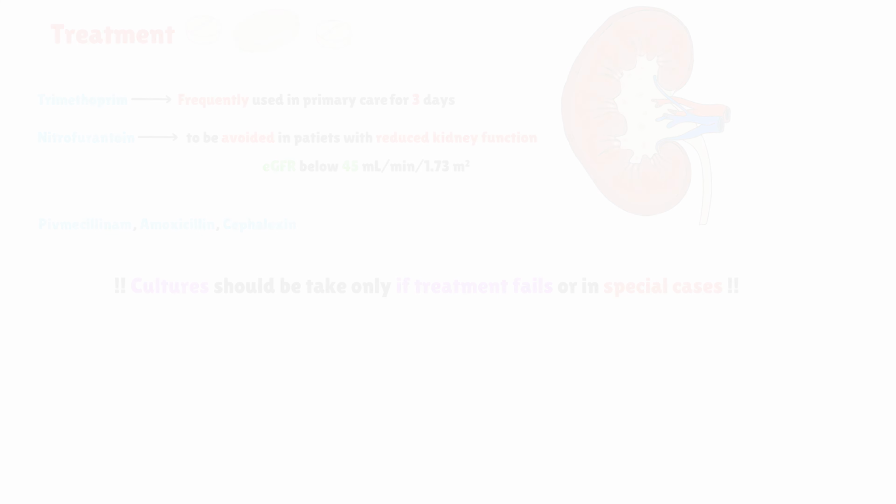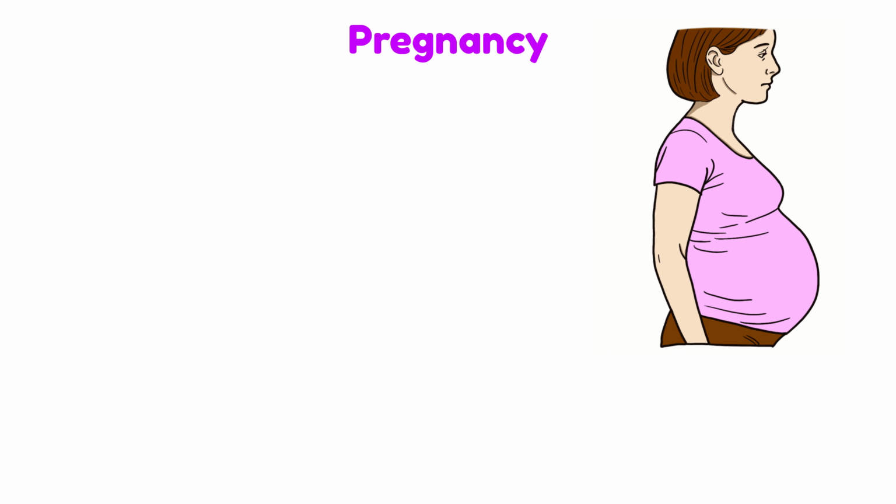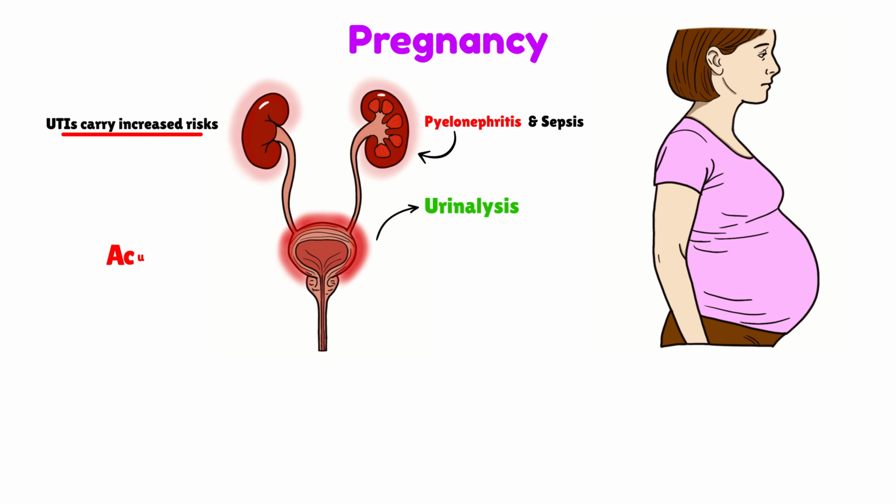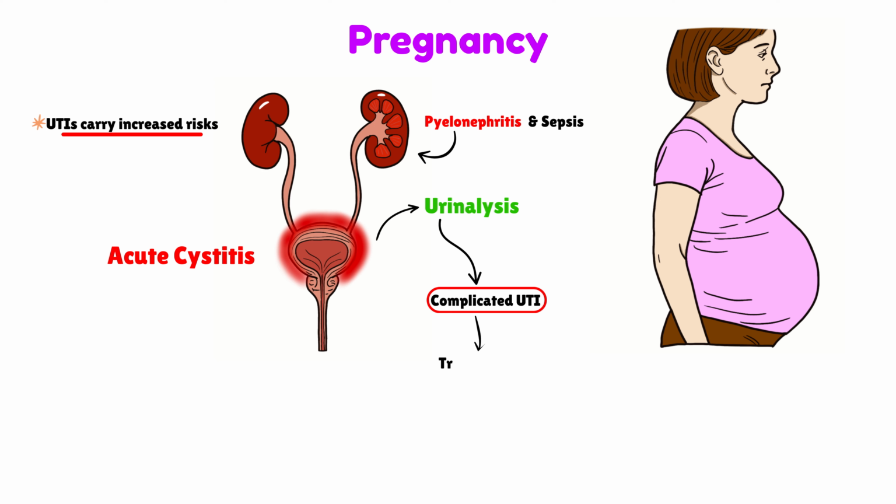Now let's talk about a special case, particularly pregnancy, where UTIs carry increased risks of developing pyelonephritis and urosepsis. Therefore, urinalysis is routinely performed, and if acute cystitis is suspected, it should be considered a complicated UTI and treated appropriately. The usual treatment approach involves nitrofurantoin or amoxicillin, followed by urine cultures to confirm resolution.